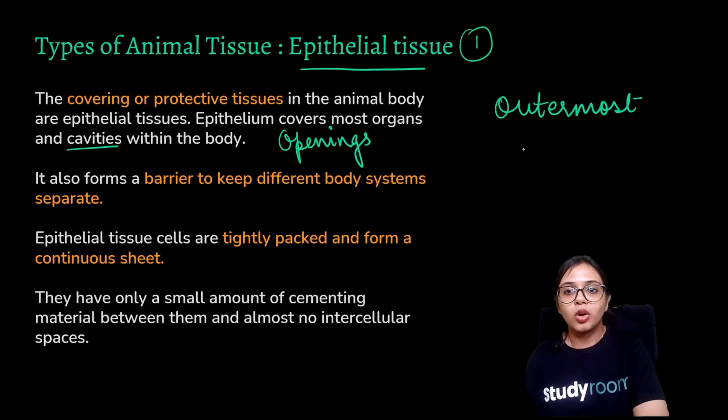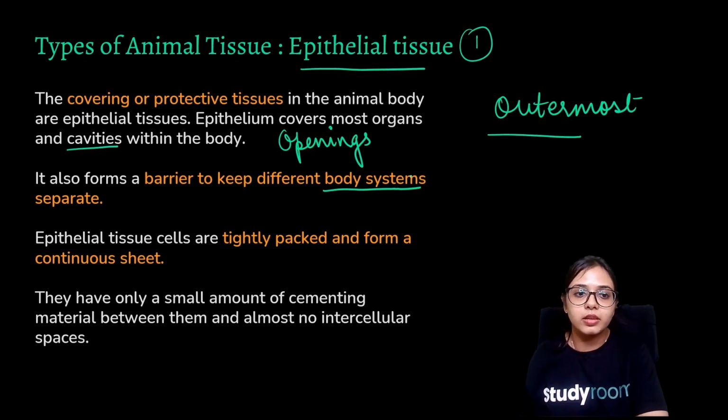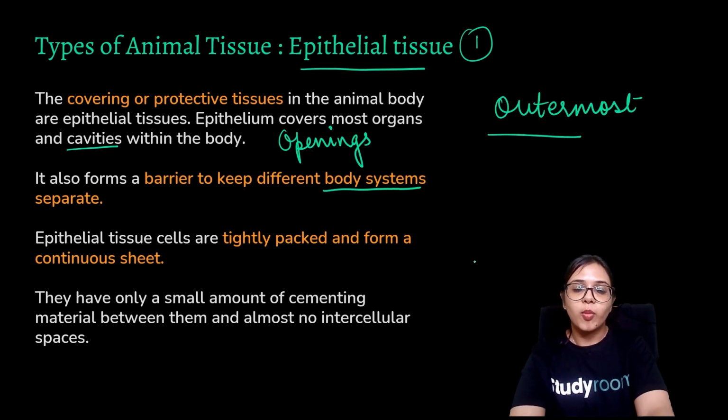So not just at the outermost layer of the surface of the skin, but also to divide the different body systems, even internally. Epithelial tissue cells are tightly packed and form a continuous sheath. Why tightly packed? Because they form the outermost layer, so they have to be very protective, forming a barrier to protect the inside body systems or the outside cells. They have only a small amount of cementing material between them and almost no intercellular spaces, since they are tightly packed and form a continuous sheath.